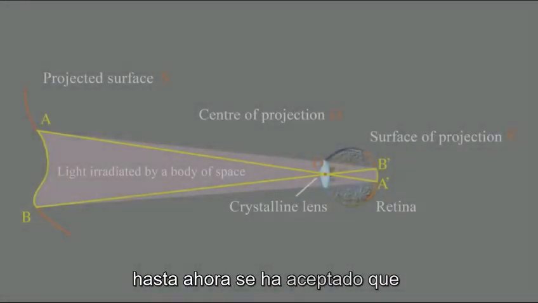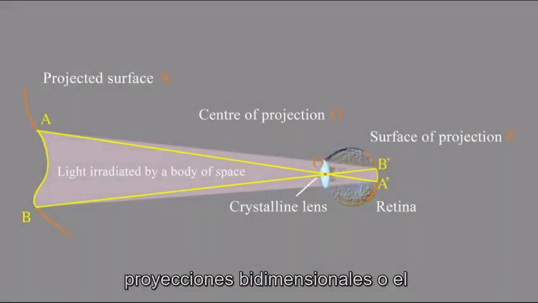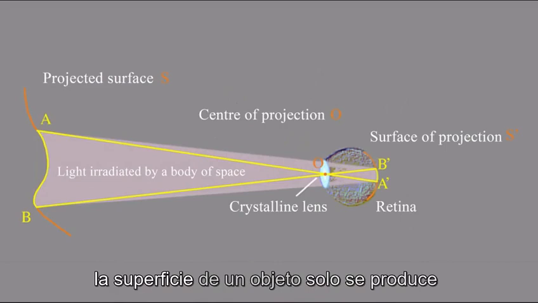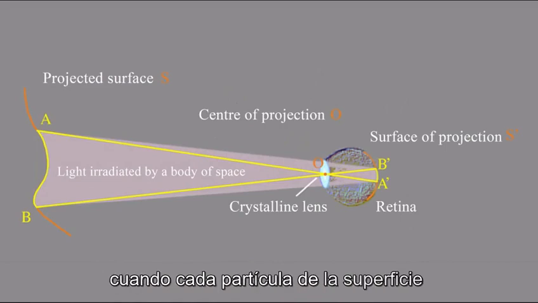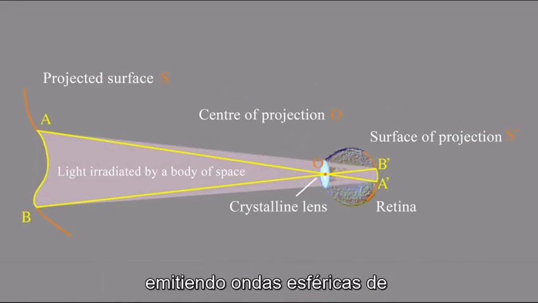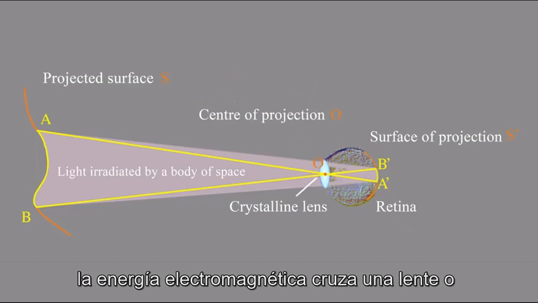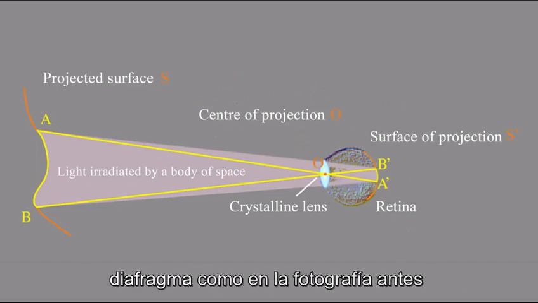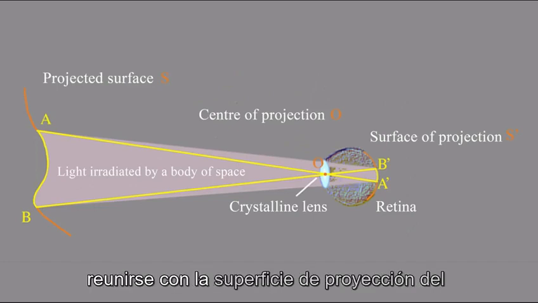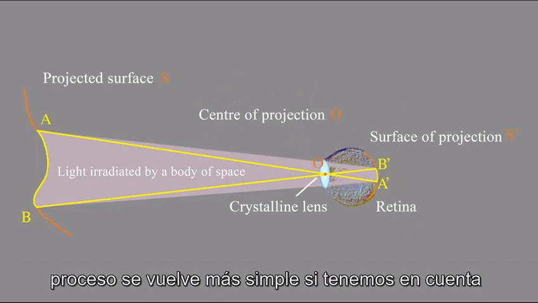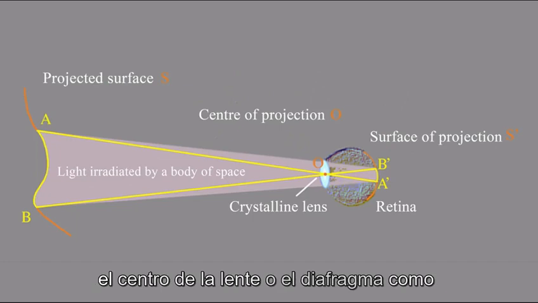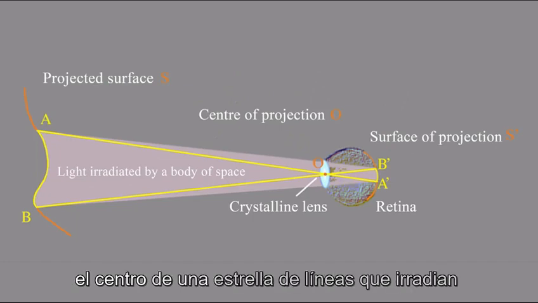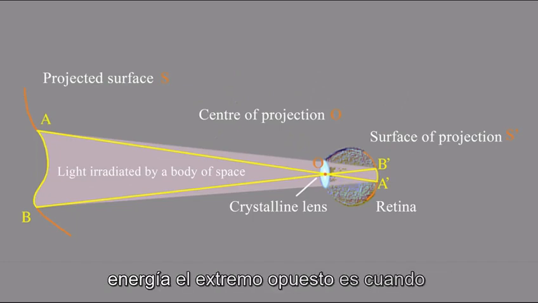Until now, it has been accepted that the two-dimensional projections of the surface of an object are only produced when every particle of the surface emitting spherical waves of electromagnetic energy crosses a lens or diaphragm, like in photography, before meeting the projection surface. The process becomes simpler if we consider the center of the lens or diaphragm as the center of a star of lines, radiating energy.